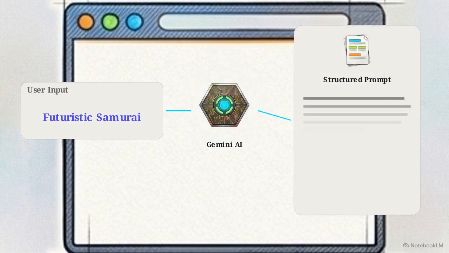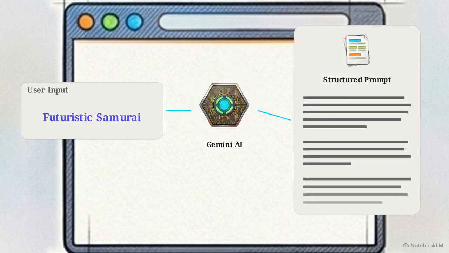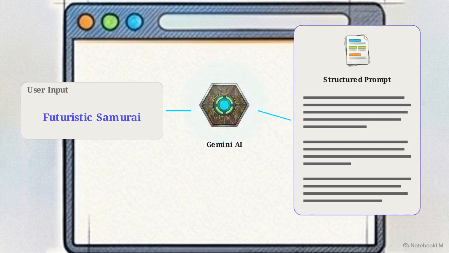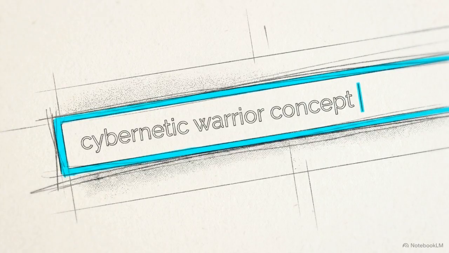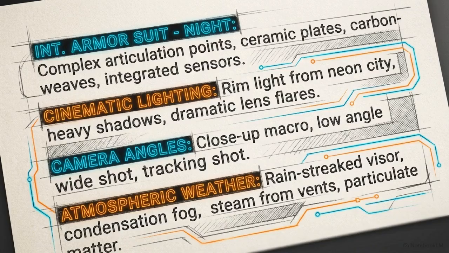High-end video models require highly specific English instructions to function properly, so we let the onboard Gemini tool do the heavy lifting. You type in a basic idea, like a futuristic samurai, and the assistant expands it into a dense, carefully structured descriptive prompt that the rendering models can easily interpret.